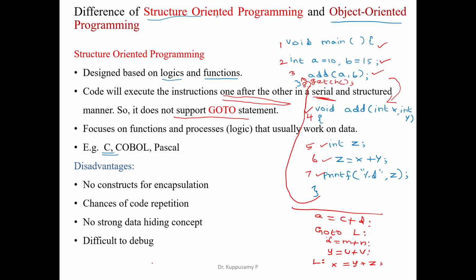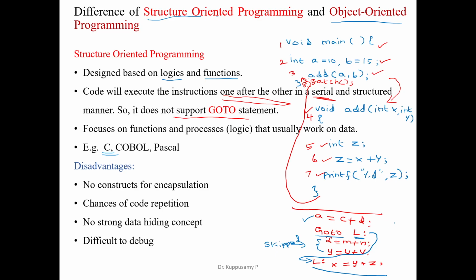Look at here, I am using the go to statement, right? Once it is executed, then go to L. So automatically the control will come to this line. So these two lines are skipped. That means jumped. Okay, go to L. So this line will execute.